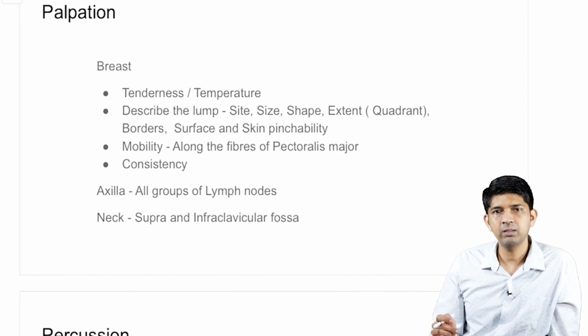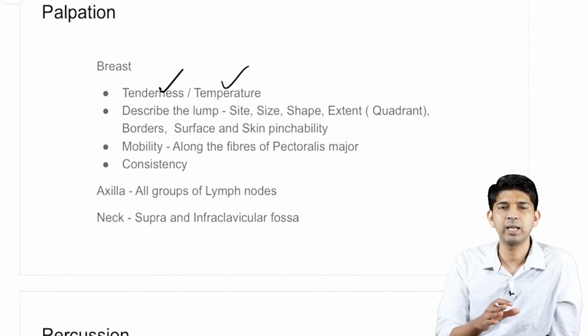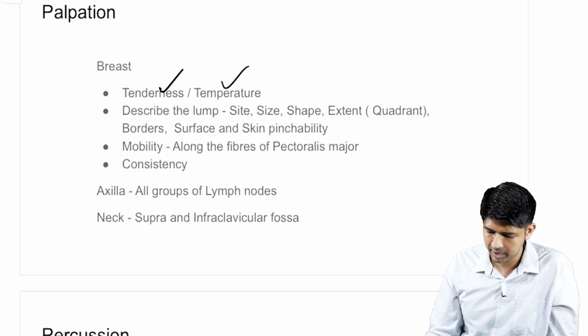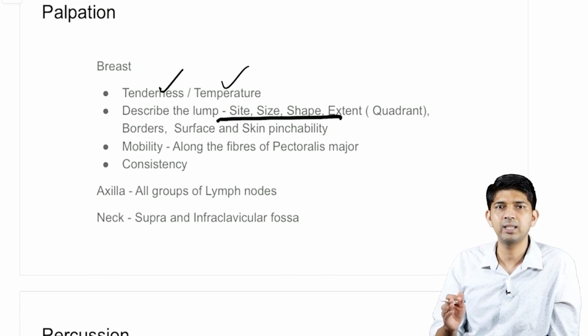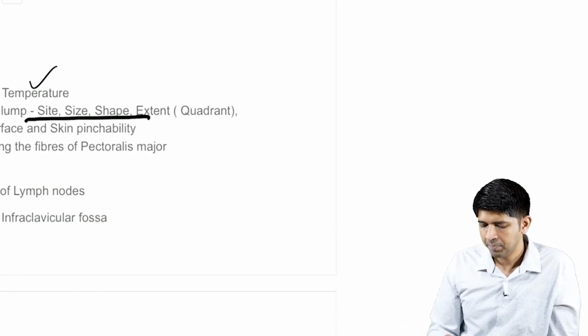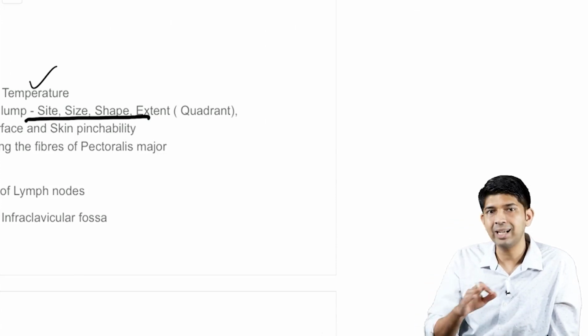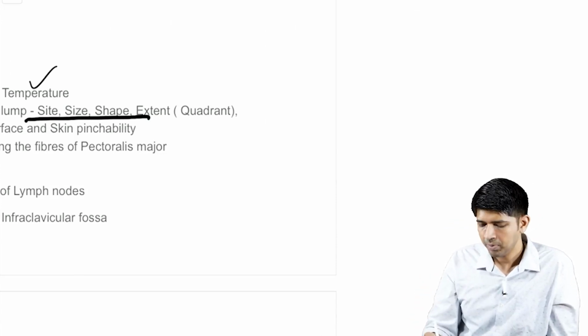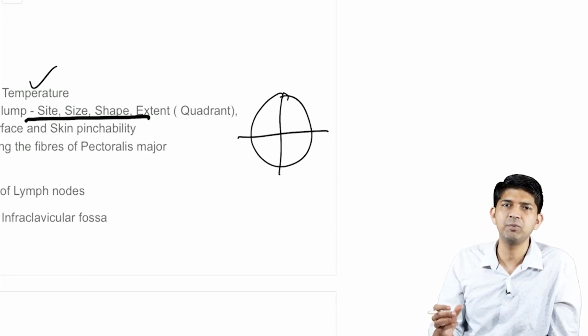So again, in palpation, like any other swelling, the first 2 points will be the tenderness and the temperature, whether the swelling is tender, whether there is any local rise of temperature. Then with respect to the lump, just like any other swelling, the site, the size, the shape and the extent. Now in extent, you can either use anatomical marker, the surface anatomy, or in CA breast, it is quite acceptable if you just say in which quadrant it is.